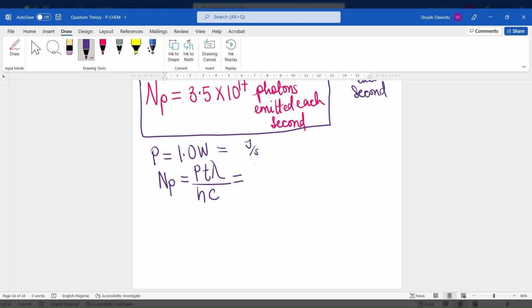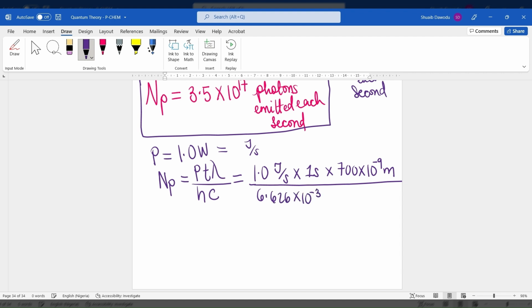We already know power is just 1.0, okay? 1.0 watts is the same thing as 1.0 joule per second, okay? Times 1 second times lambda, which is just simply 700 times 10 raised to the power of negative 9 meters divided by h, which is just 6.626 times 10 raised to the power of negative 34, okay, joule second times 2.998 times 10 raised to the power of 8 meter per second.